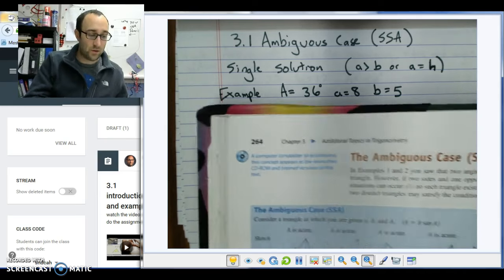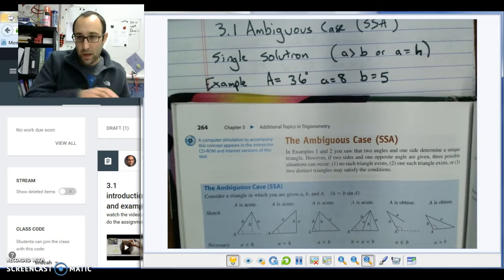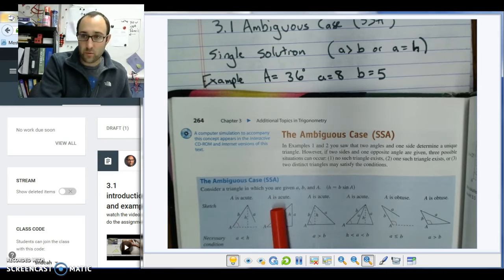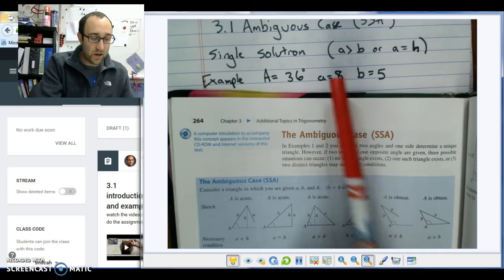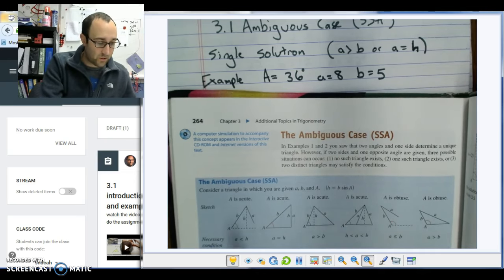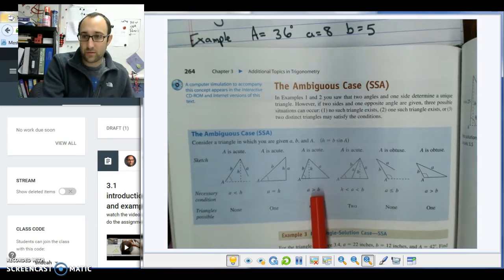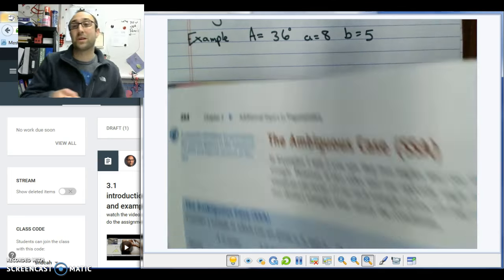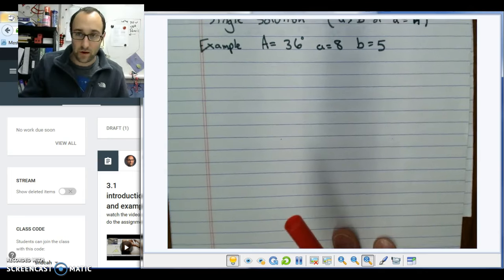So if I go back and look at my reference, A is 36 degrees, which means it is acute, so it's going to be one of these four, and then the length of a is bigger than the length of b. So I say, where is a larger than b? Right here, a is larger than b, right? So that means we're going to have one possible solution. So I don't have to worry about doing anything else. So let's do that one right now.